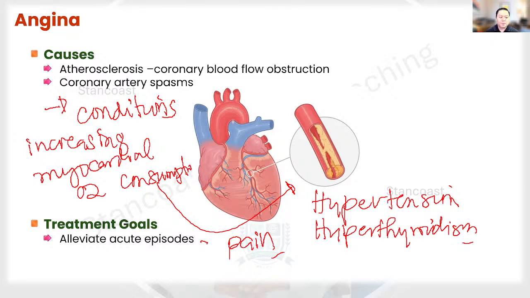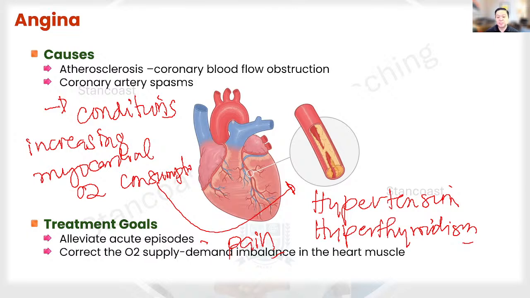Now, part of the treatment as well is to correct the oxygen supply and demand, because there is that imbalance in the myocardium. Okay, there is an increasing demand, however the supply is reduced. There is a lack of oxygen supply. There's also a lack of blood supply to that involved myocardium because of that blockage, partial blockage, or insufficiency in the blood flow to that myocardium.